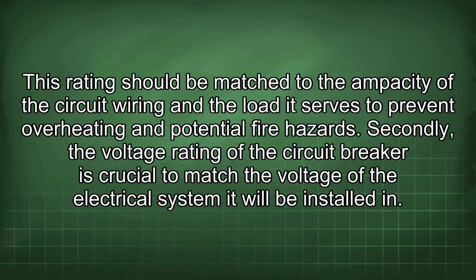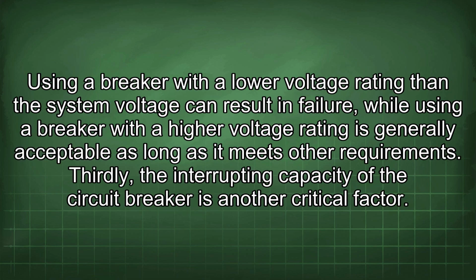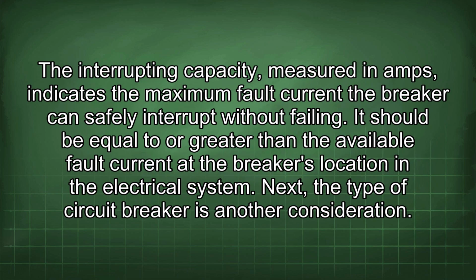Secondly, the voltage rating of the circuit breaker is crucial to match the voltage of the electrical system it will be installed in. Using a breaker with a lower voltage rating than the system voltage can result in failure, while using a breaker with a higher voltage rating is generally acceptable as long as it meets other requirements. Thirdly, the interrupting capacity of the circuit breaker is another critical factor. The interrupting capacity, measured in amps, indicates the maximum fault current the breaker can safely interrupt without failing. It should be equal to or greater than the available fault current at the breaker's location in the electrical system.